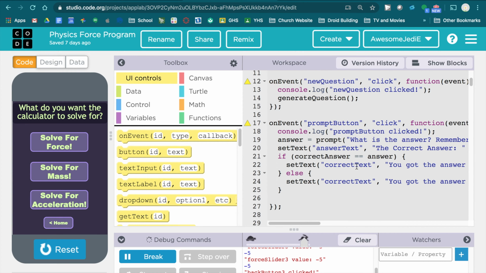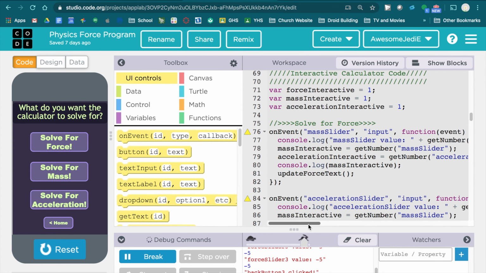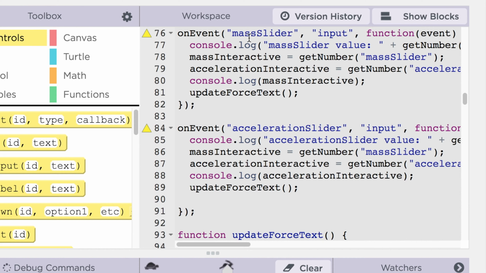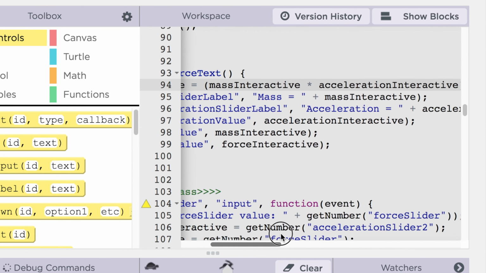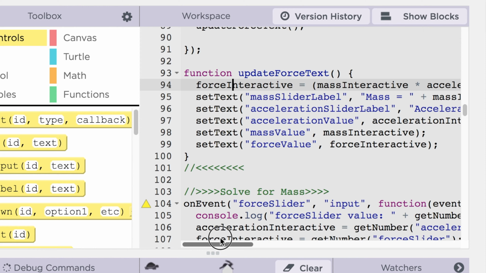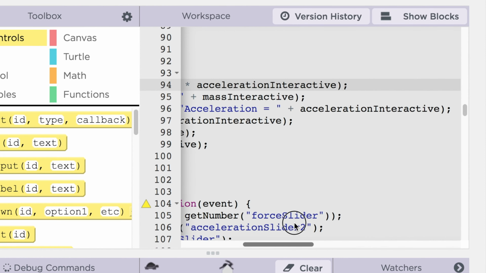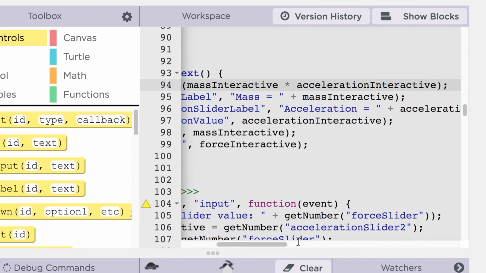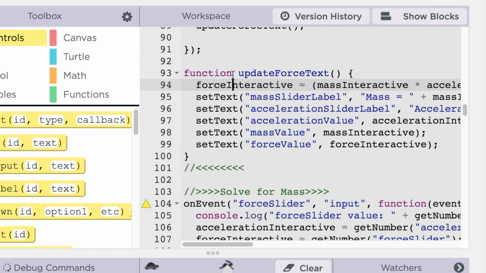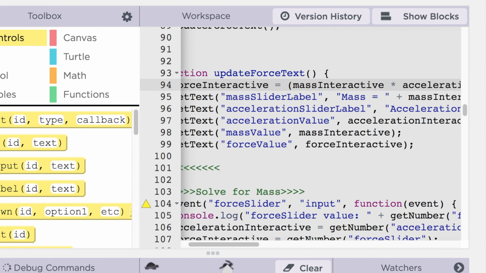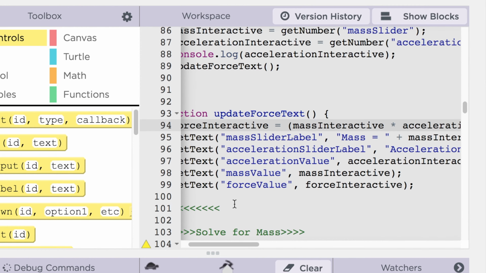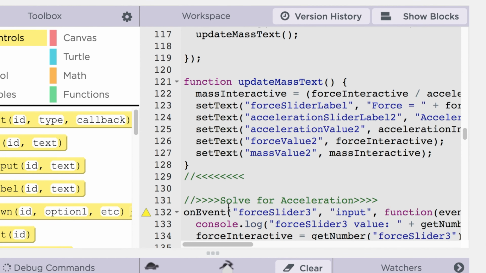The way the code works is when the sliders are moving, it will get the number from the slider. So in this case, like 7 and -3, it will get those two numbers, and it will do an equation based off of whatever sliders you are using. So in this case, force equals mass times acceleration, so the values of those sliders is what equals the force. And then it updates all of the text to reflect that calculation. That goes for the same with mass and acceleration values.